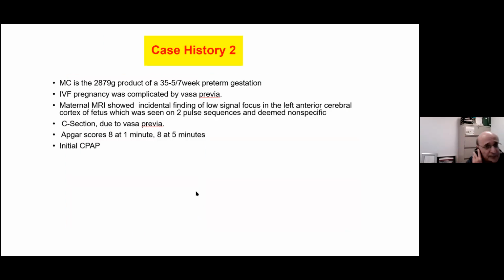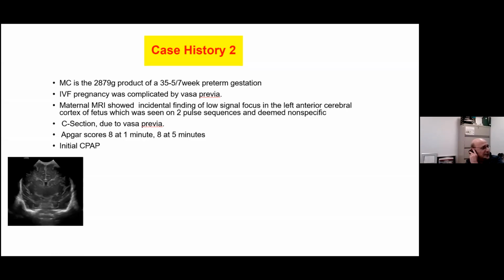Case number 2 is a 2879 gram product of a 35 and 5/7 week infant, was an IVF pregnancy complicated by vasa previa. The maternal MRI showed incidental finding of low signal focus in the left anterior cerebral cortex of the fetus, which was seen on 2 pulse sequences and deemed non-specific. C-section was due to the vasa previa. Apgars is aligned over there, and the baby was initially on CPAP.